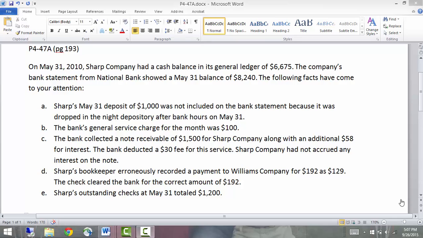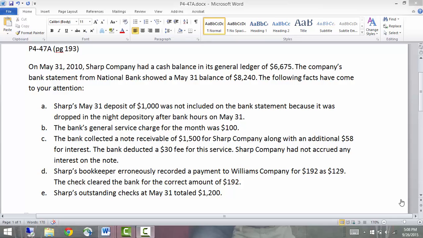Let us work a bank reconciliation problem. We're going to do problem 4-47A, and that's on page 193 of your textbook. Again, that's problem 4-47A on page 193 of your textbook. And I have it on the screen as well.